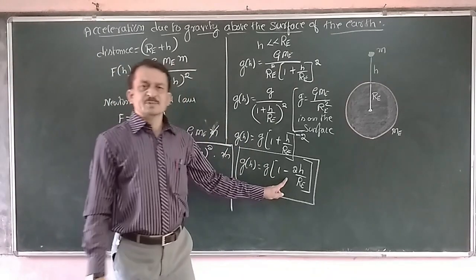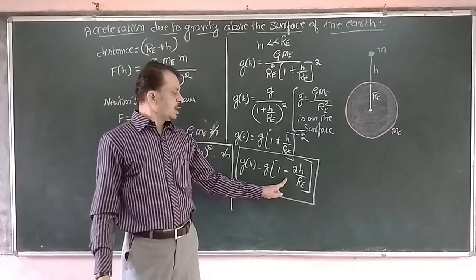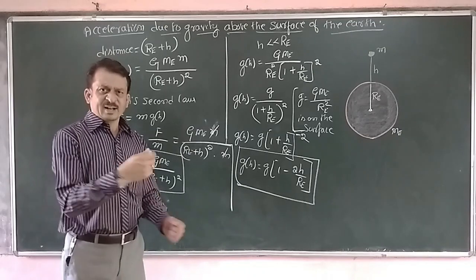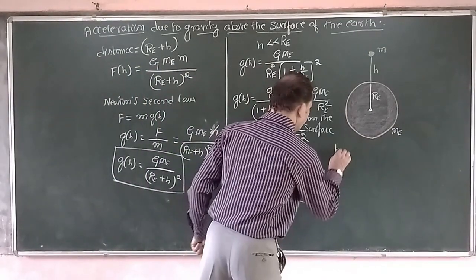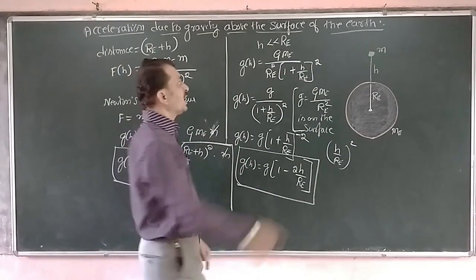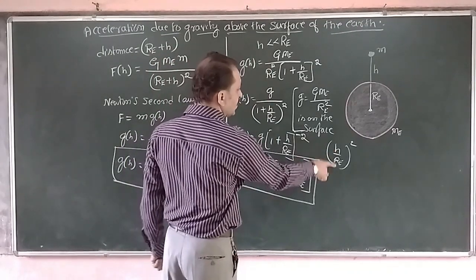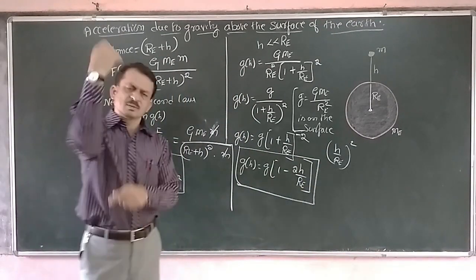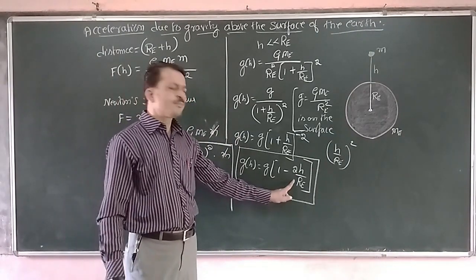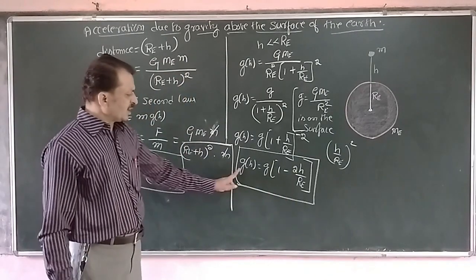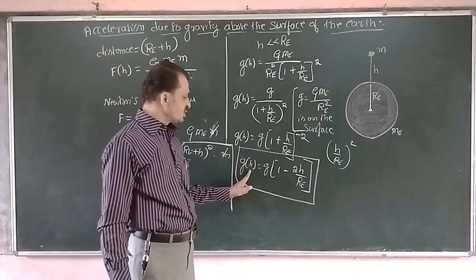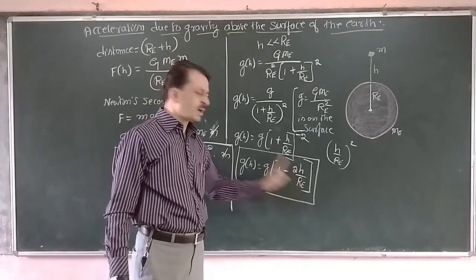Now this is expanded by binomial theorem, neglecting the higher order terms. While expanding with the help of the binomial theorem, we are neglecting the higher order terms. That means h by Re whole square, whole cube, these are the higher order terms. They are neglected because since h is very small, h by Re whole square becomes still smaller, cube becomes still smaller and smaller. Therefore, we are only retaining the first order term. So, the final expression for acceleration due to gravity for an object above the surface of the earth is given by g of h is equal to g into 1 minus 2h divided by Re.